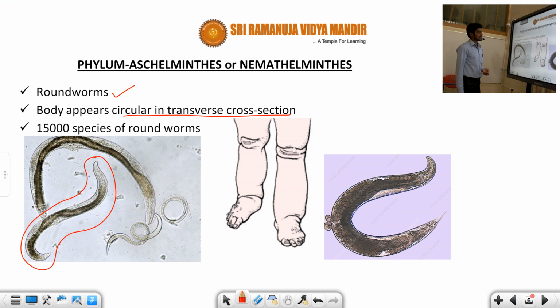Okay, this is an Ascaris, students. This is one type of species, Ascaris. Here the male has a very short body, but the female is much longer. This is a very important feature in the Aschelminthes that we can observe now.